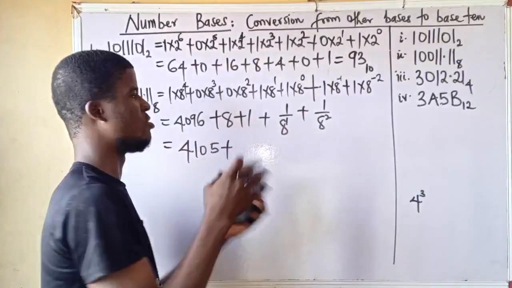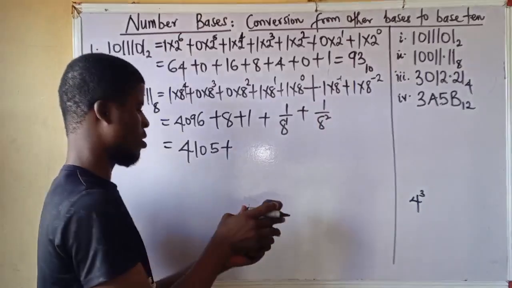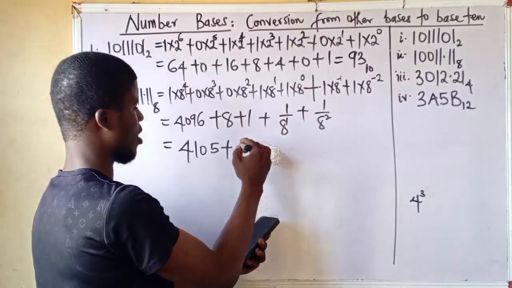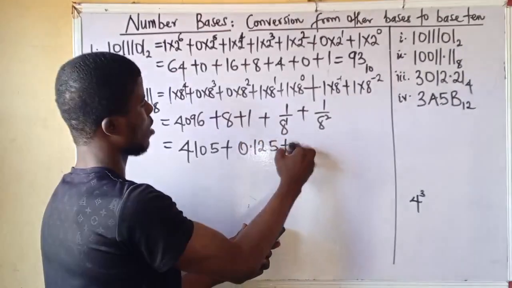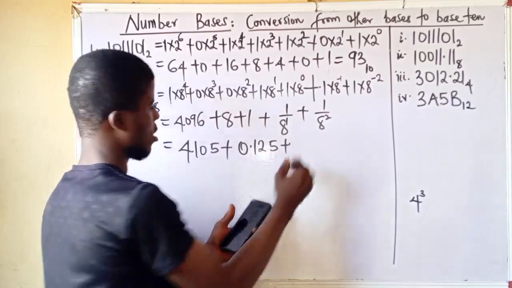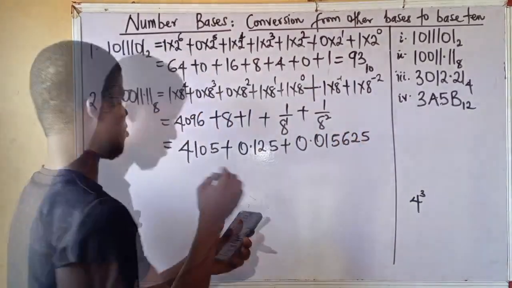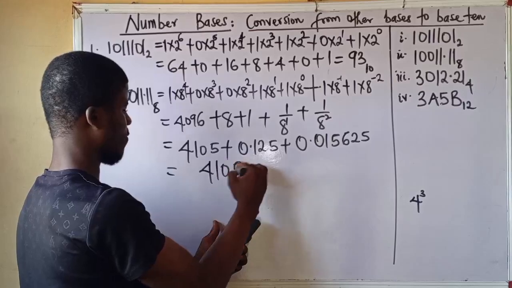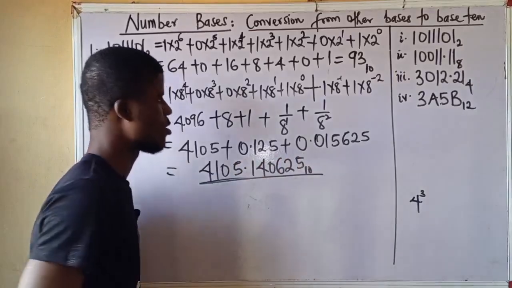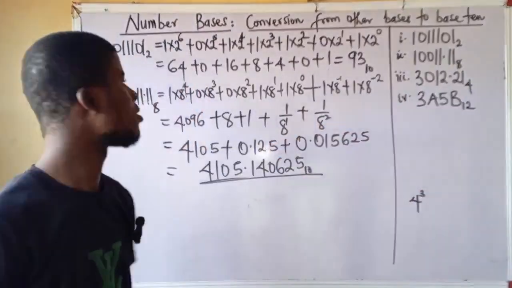Okay, I can do this in 2 ways, leaving it as a decimal or as a fraction. But let me leave it as a decimal. What's 1 over 8? 1 divided by 8 is 0.125. Then this is 64. So 1 divided by 64 is actually 0.015625. That is 4105.140625 base 10. So this is the equivalent of this in base 8, in base 10.